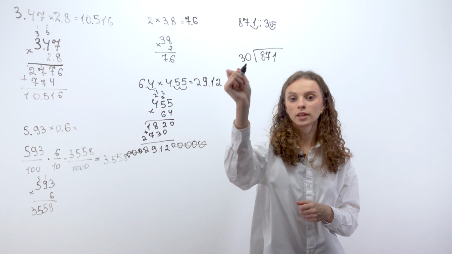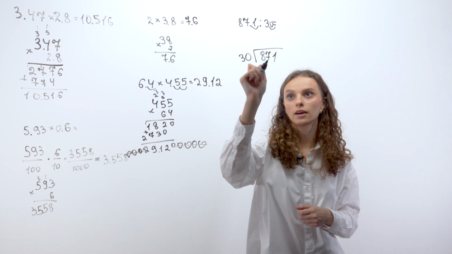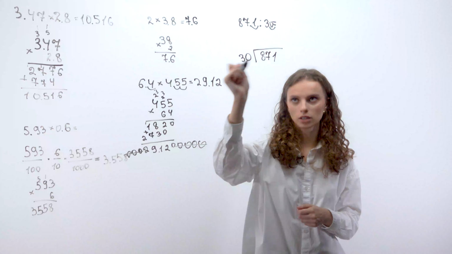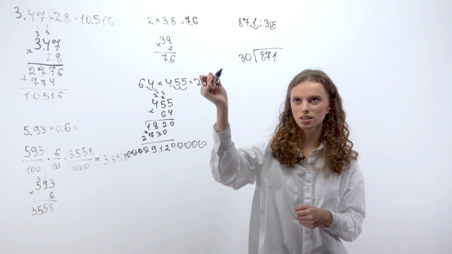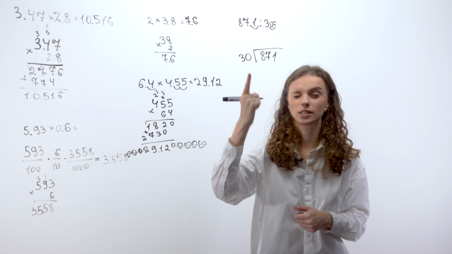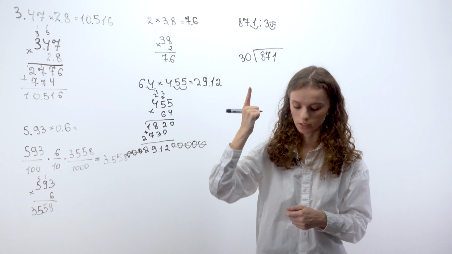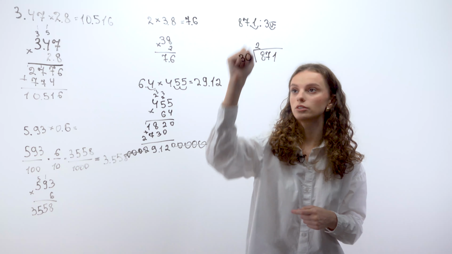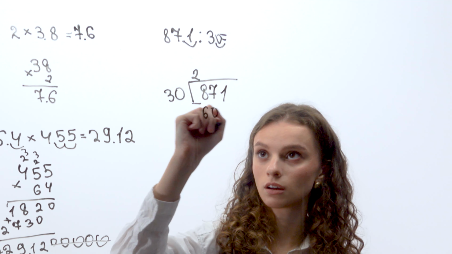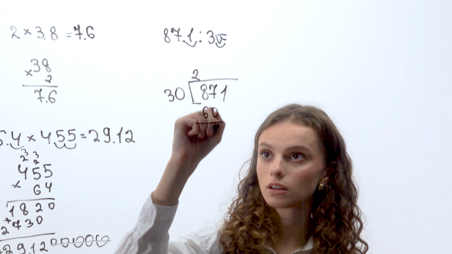Can we divide 8 by 30? No. Can we divide 87 by 30? Yes. Okay, let's do it: how many times does 30 fit into 87? It's about 2 times. 2 times 30 is 60. Subtract. Okay, 7.